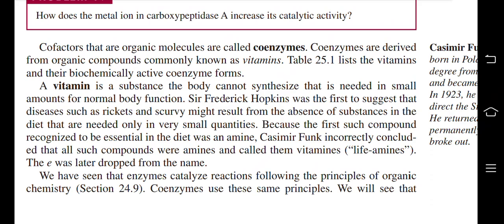Sir Frederick Hopkins was the first to suggest that diseases such as rickets and scurvy might result from the absence of substances in the diet that are needed only in very small quantities. Because the first such compound recognized to be essential in the diet was an amine, Casimir Funk incorrectly concluded that all such compounds were amines and called them vitamines. The e was later dropped from the name.